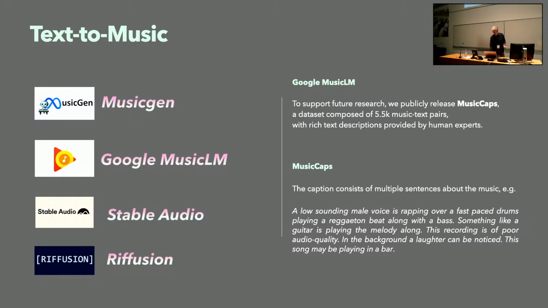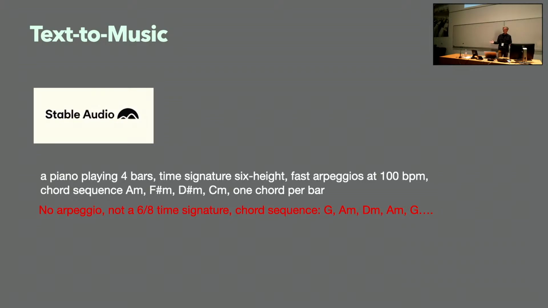And I think there are a lot of things that are missing if you are in a creative process, because you can have, for example, a song with a chord sequence that you are working on, like A minor and everything, with a fixed tempo. So, your own constraints. And I ask, for example, Stable Diffusion Audio text-to-music: a piano playing 4 bars, time signature 6/8, fast arpeggio at 100 BPM, and on a chord sequence that you see. And what I got is that. So, not very interesting, and I can't really play with it.